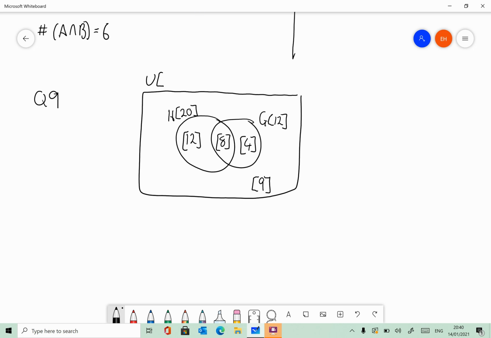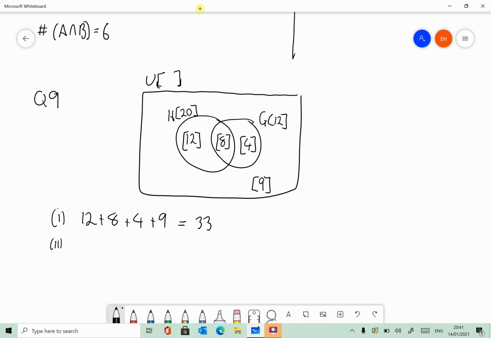And we know the size of the universal set is 20. So if we add up 12, we know the size of the, oh, we don't know that yet, sorry, I jumped the gun there. Okay, we don't know the size of the class yet. Right. How many students are there in the class? That's question 1. So question 1 is basically how many students are in the class? So it's 12 plus 8 plus 4 plus 9, which is equal to 33, I think.